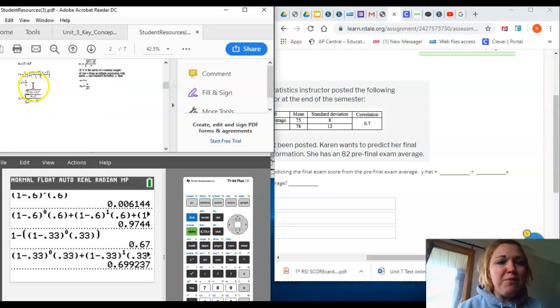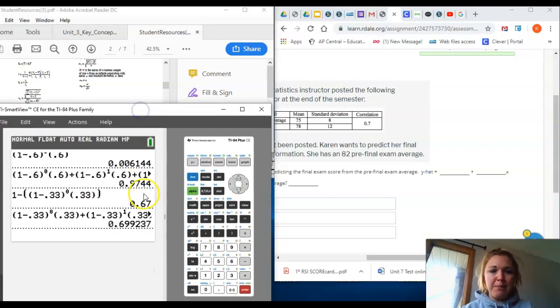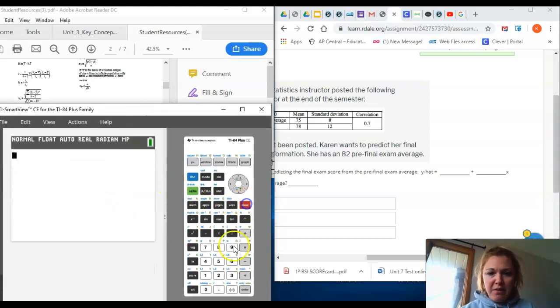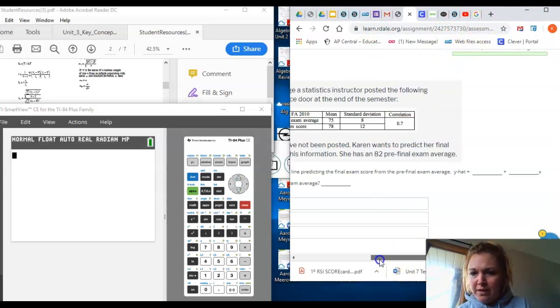And anytime you have that number right next to that variable, that's your slope. Okay, so I have b sub 1 is equal to r times the standard deviation of y divided by the standard deviation of x. So I'm going to go to my calculator right now and clear things out because it looks a little messy. And so I take the standard deviation of y. So you have to know what the standard deviation of y is.